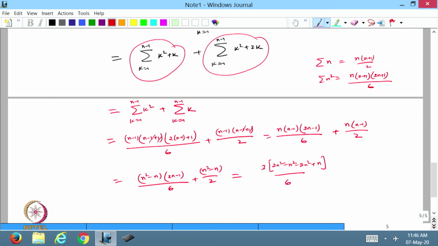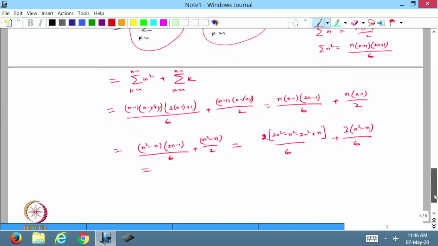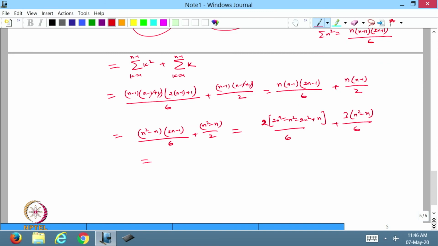This one I can write plus, it is 2. So this 2 will come plus, now it will be 3n squared minus n, all over 6. Now from here, this is n cube, and now it is 2n cube. So from here I can write that this is 4n cube, and this will be minus 6n squared plus 2n plus 3n squared minus 3n, all over 6.